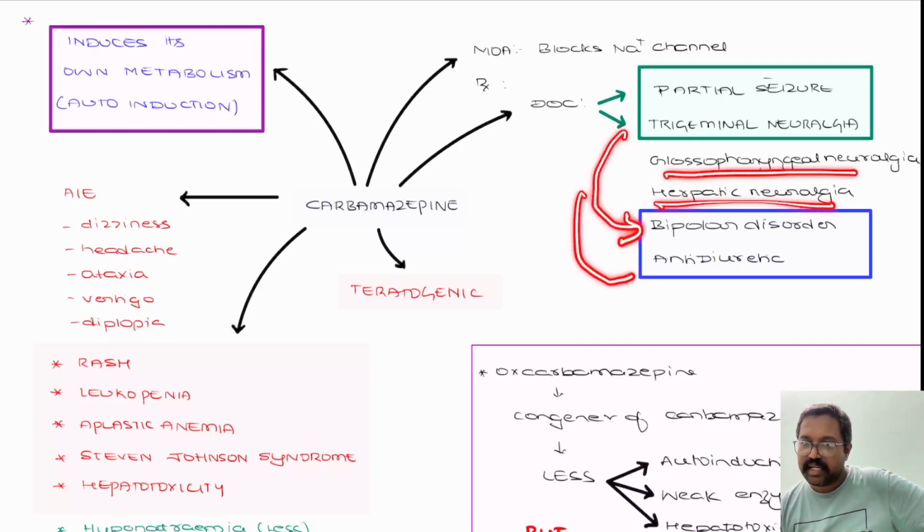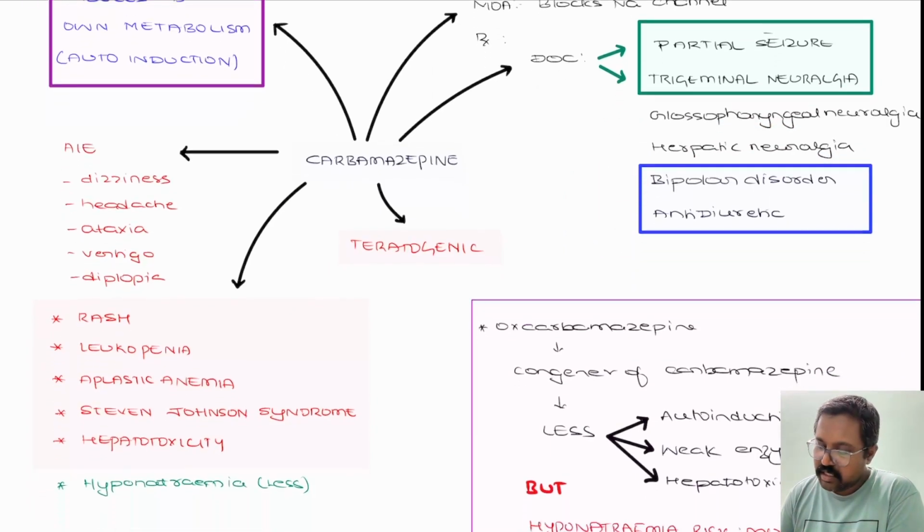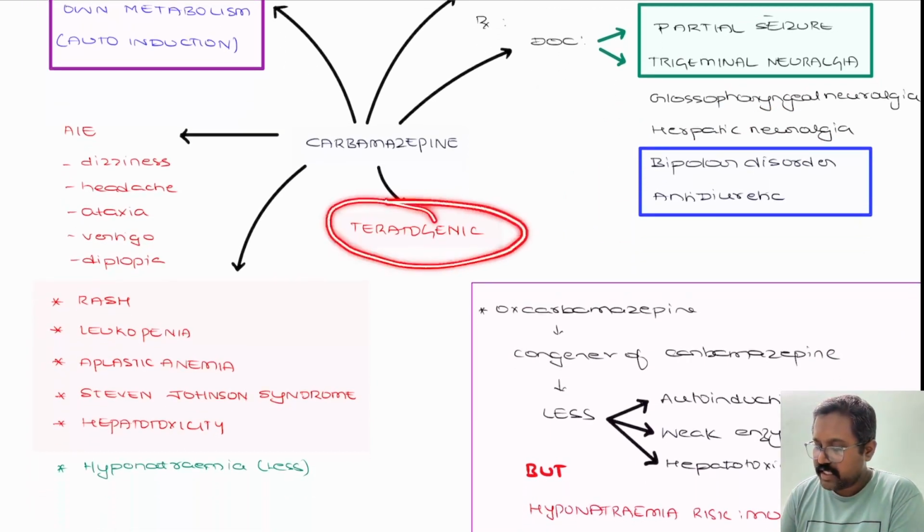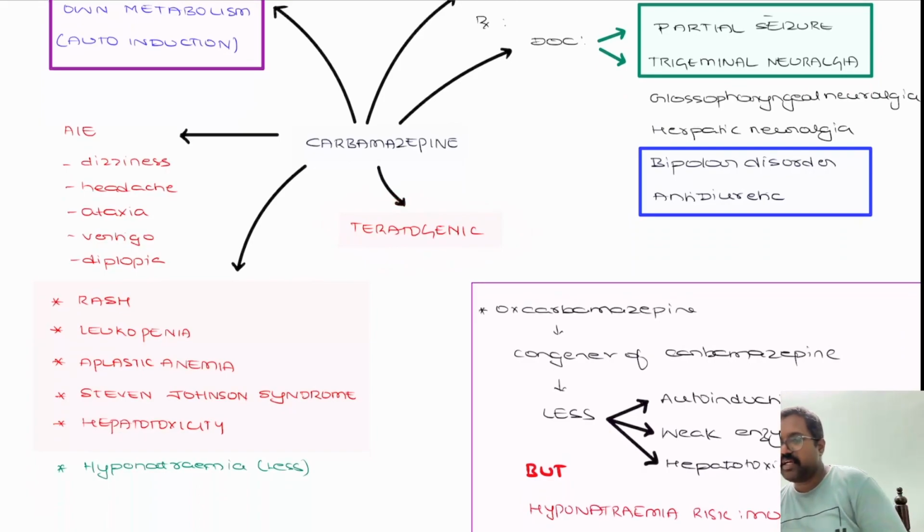used as an adjuvant in case of bipolar disorders and as an antidiuretic agent. Although it is teratogenic in nature, it should be cautiously used in case of pregnancy. It can cause a teratogenic effect.